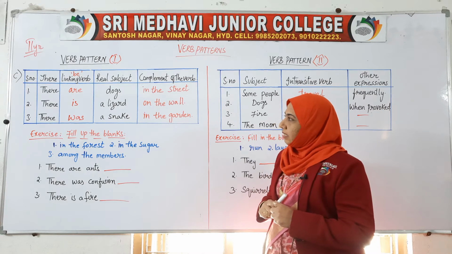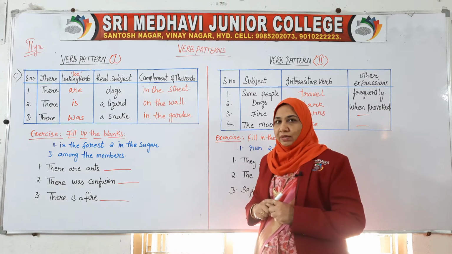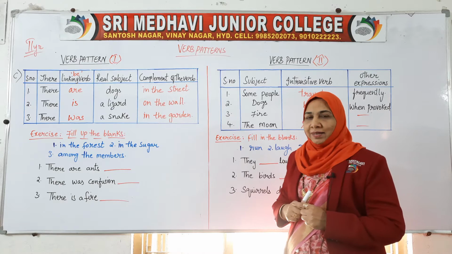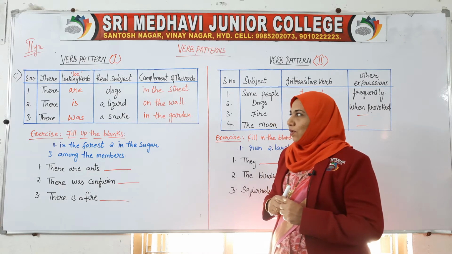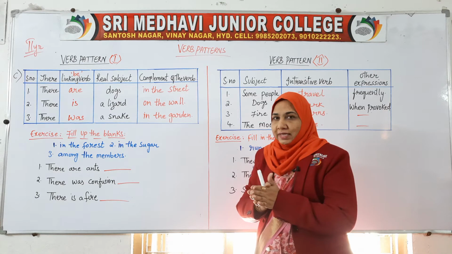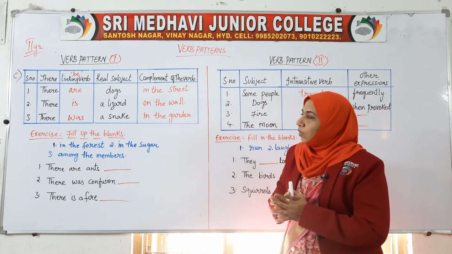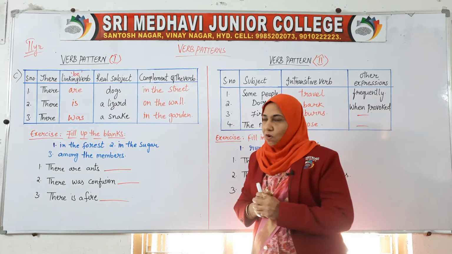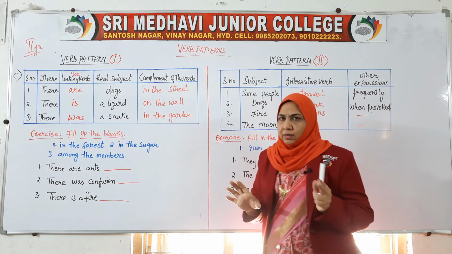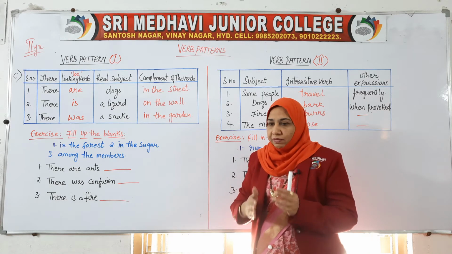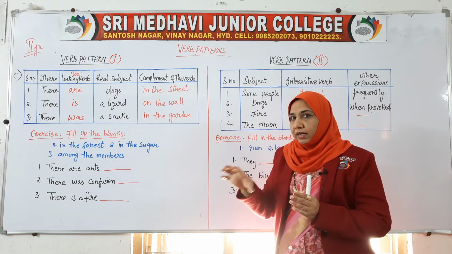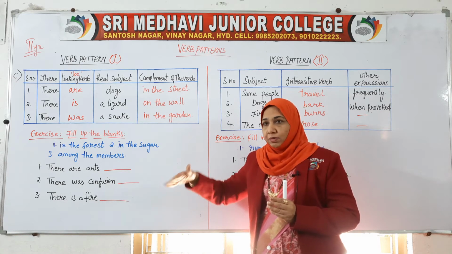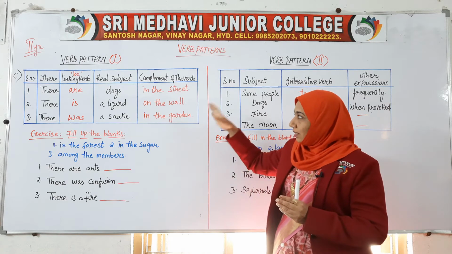Now next: there is a lizard on the wall. I know this is one of the creepy sentences which students normally don't like. There is the starting word of the sentence, the linking verb is "is", the real subject is "a lizard", and the complement of the verb is "on the wall". So the sentence is very normal. But when we divide it into categories, we get the first word "there", "are" the linking verb, "dogs" the real subject, and the complement "in the street".